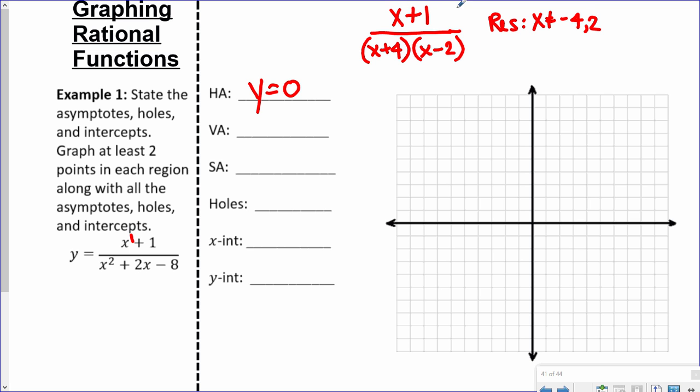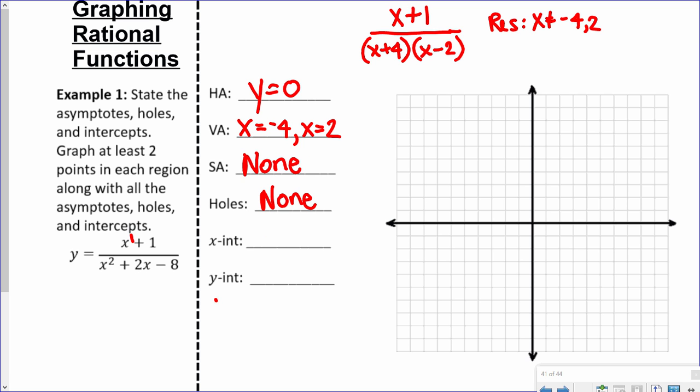Now, does anything cancel after we factor? No. So that means there are no holes. Vertical asymptotes are going to be the restrictions that are left over. So I'm going to have a vertical line at x equals -4 and a vertical line at x equals 2. And we don't put the not equal part here because these are equations of lines. We just use those numbers. Will there be any slant asymptotes? No, because there's a horizontal asymptote.